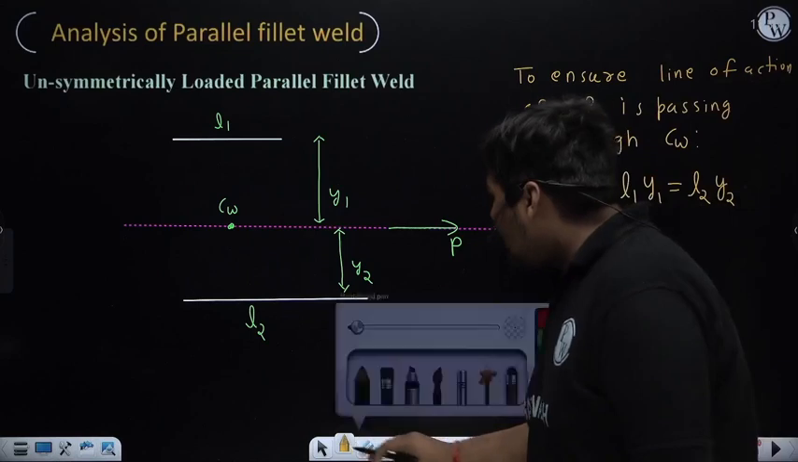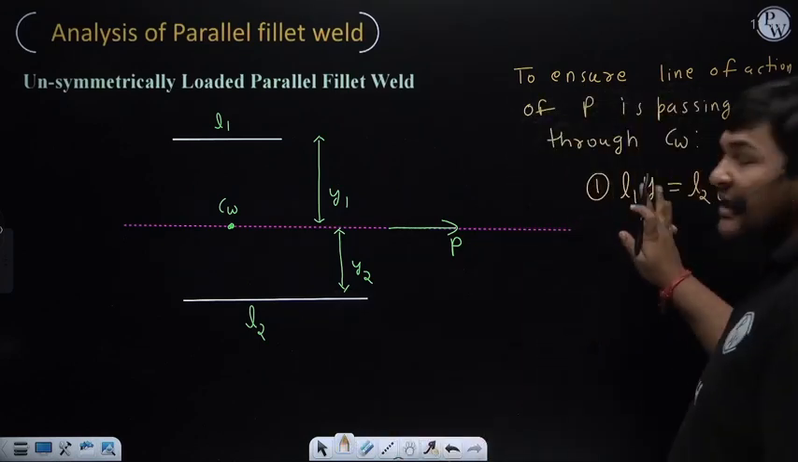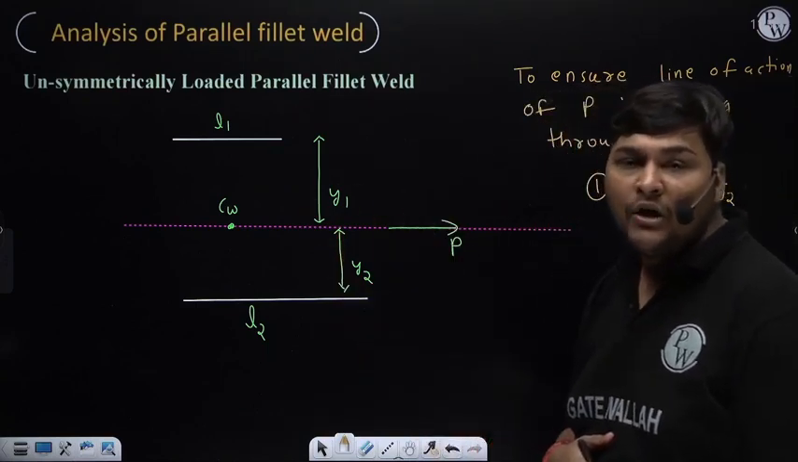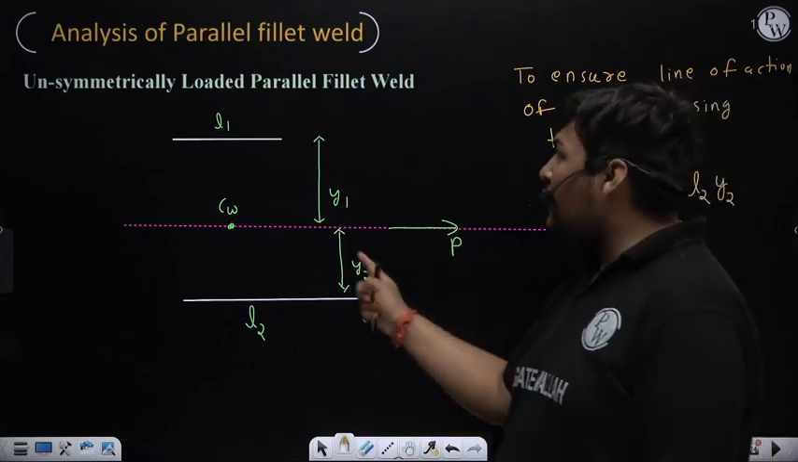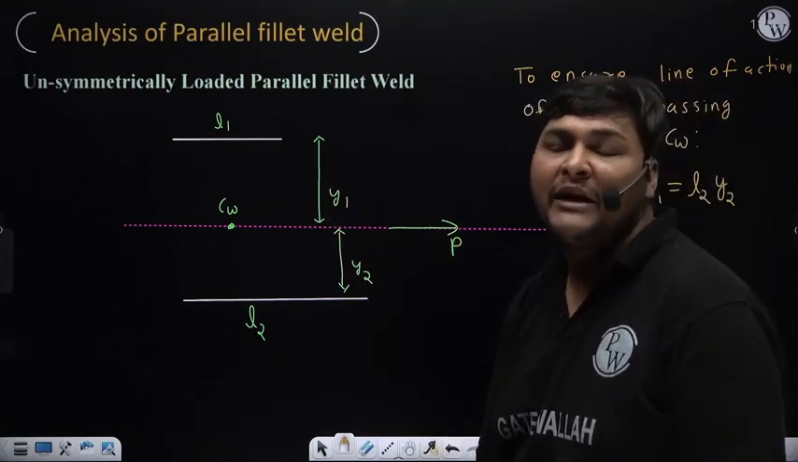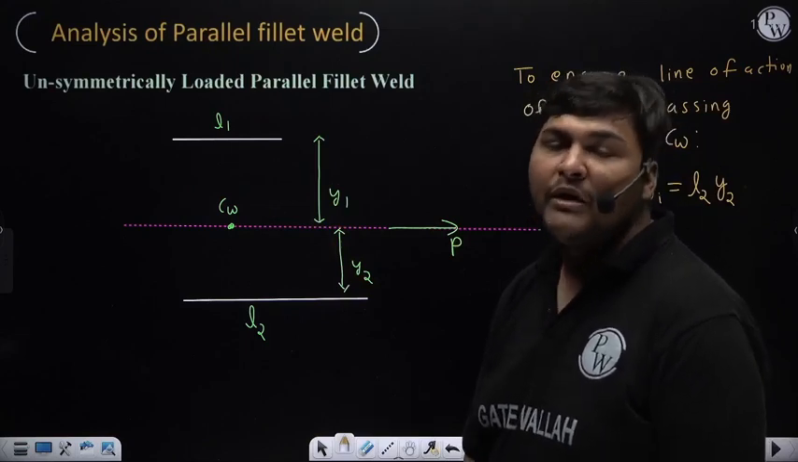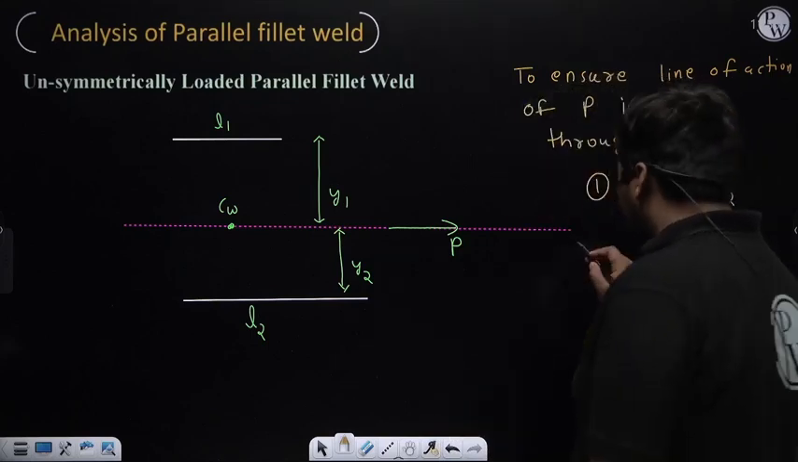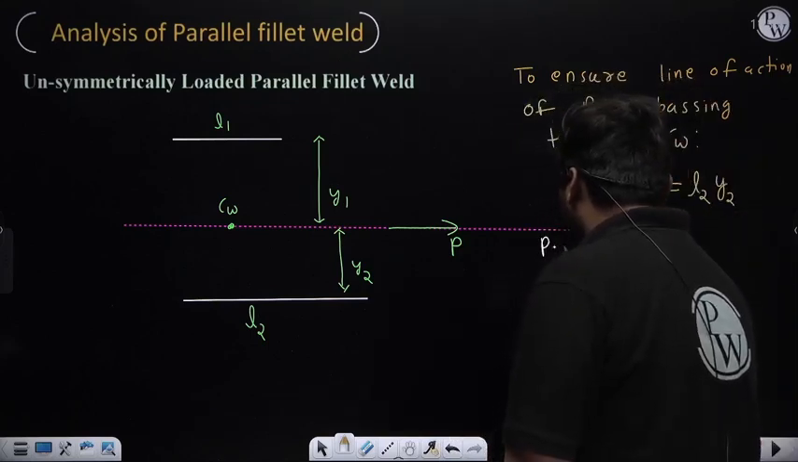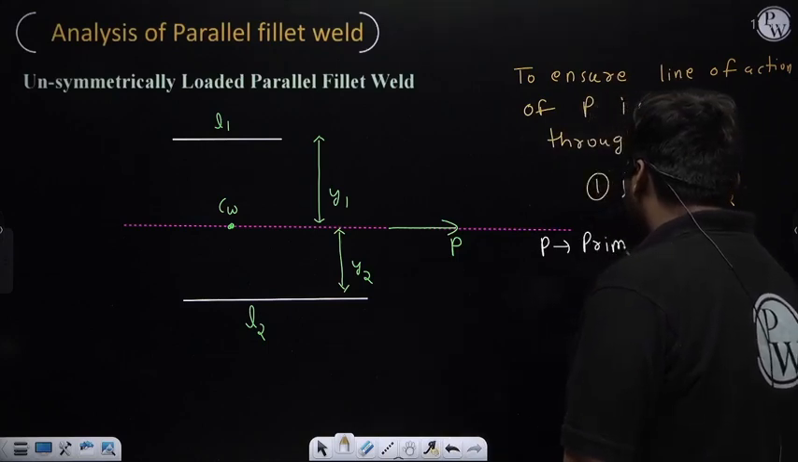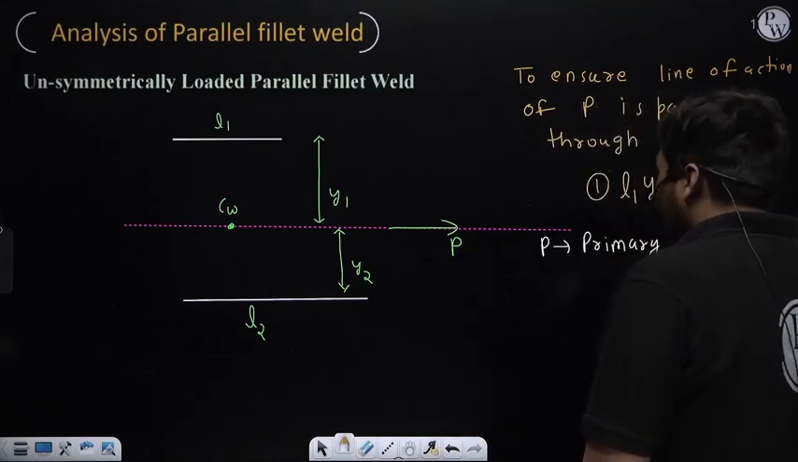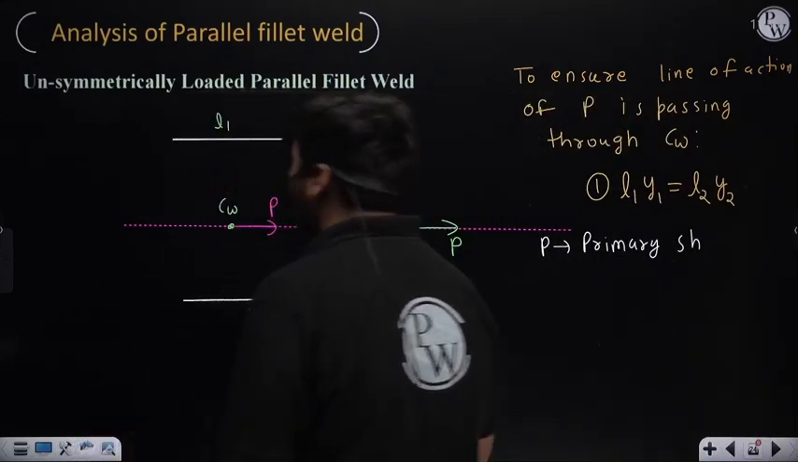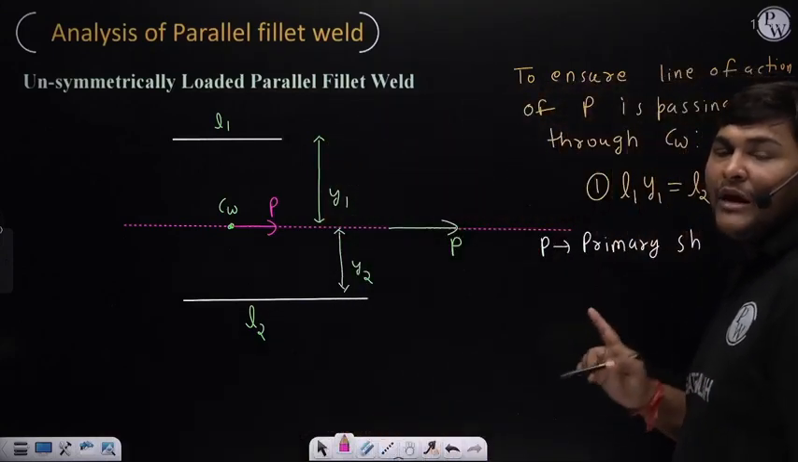Now if we are ensuring this relation, no secondary stress will come in our weld, only primary stress will come. Since force P is parallel to the weld length, the primary stress will be primary shear stress, because whenever force is parallel to the weld length, the stress due to force in the weld will be primary shear stress. So here only stress due to force P will come, no secondary stress. Why? Because when you transfer this force P to the combined centroid, only direct force P will come, no moment will come.